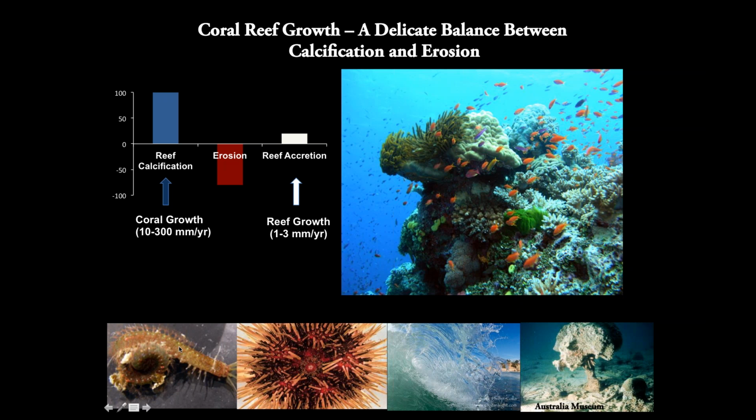And these photos on the bottom of the screen, these are various sources of erosion and dissolution. So this is a polychaete worm on the left. These are often internal bioeroders that can basically erode the coral skeleton away from the inside. There are external bioeroders like this sea urchin that can graze away the coral skeleton externally. There's physical erosion from things like wave energy, and then there's also chemical erosion or dissolution from changes in the carbonate chemistry that can lead to dissolution of skeletons.